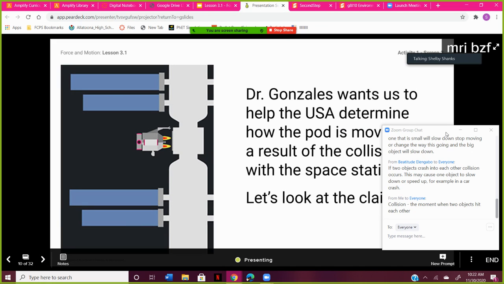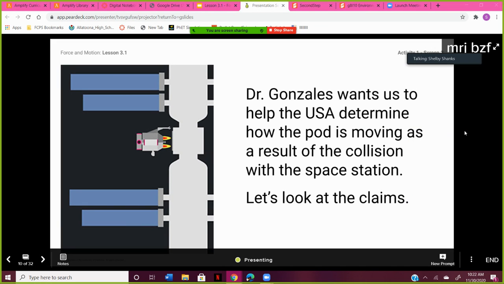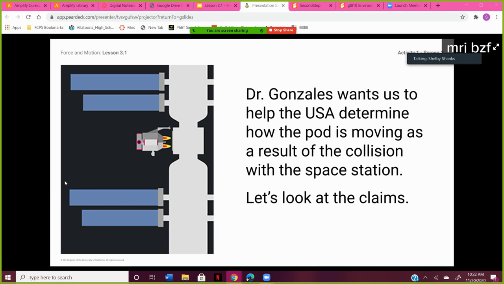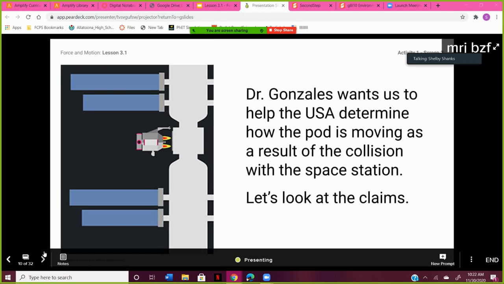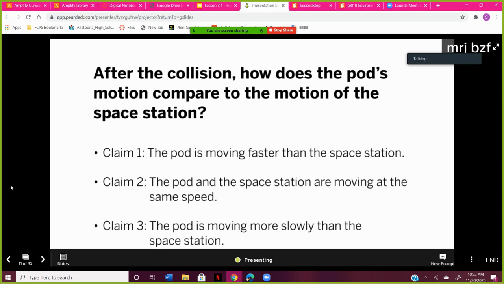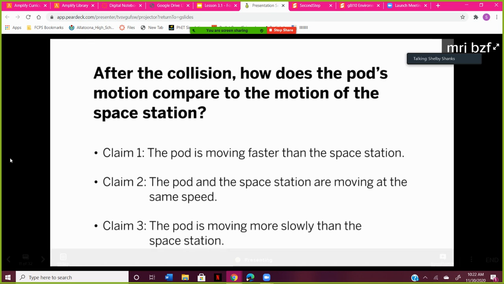Now, Dr. Gonzalez wants us to help the team determine how the pod is moving as a result of the collision with the space station. All right, so now we're going to look at 3 brand new claims that talk about this collision between the pod and this docking space station. All right, now here's our question. After the collision, how does the pod's motion compare to the motion of the space station? All right, so we're comparing the motion of the pod that's carrying our asteroids and then the motion of the space station, the place where the pod is docking.